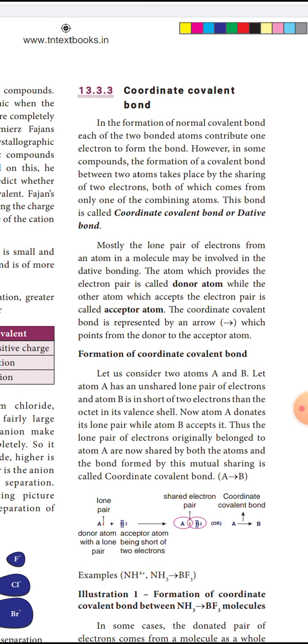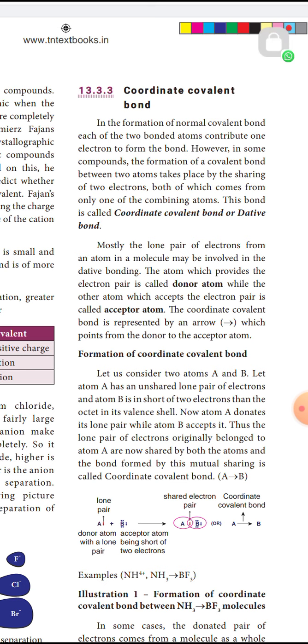It is formed by mutual sharing of electrons between the atoms, and in the formation of a covalent bond, each atom contributes one electron to form the bond. Now let us see what is a coordinate covalent bond.